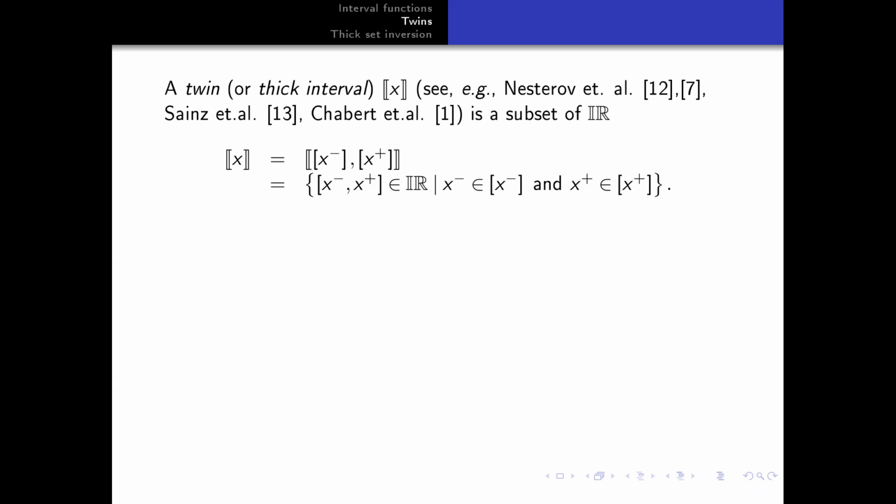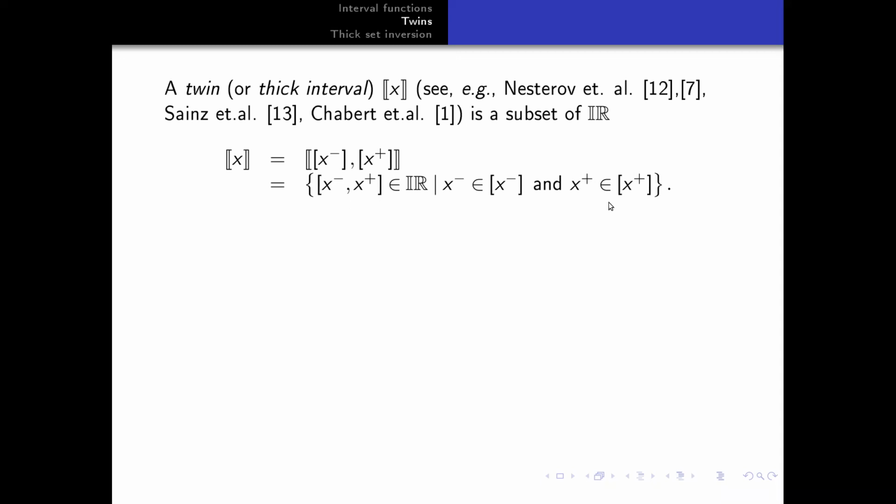So what is a twin? A twin is an uncertain interval. So for me, a twin will be represented by a lower bound and an upper bound that are inside an interval, a classical interval. So a twin is a set of intervals, such that the lower bound and the upper bound are inside intervals.